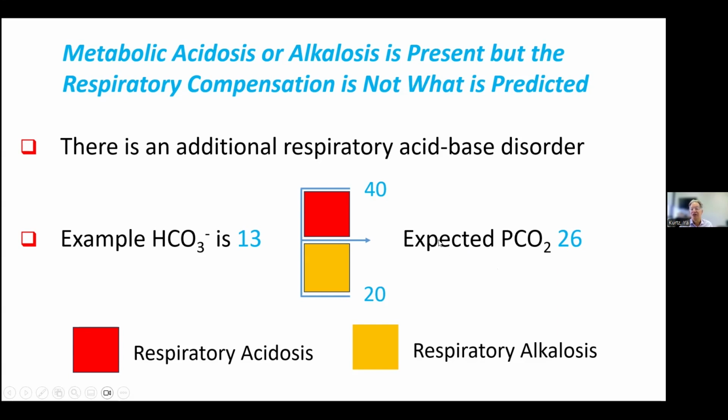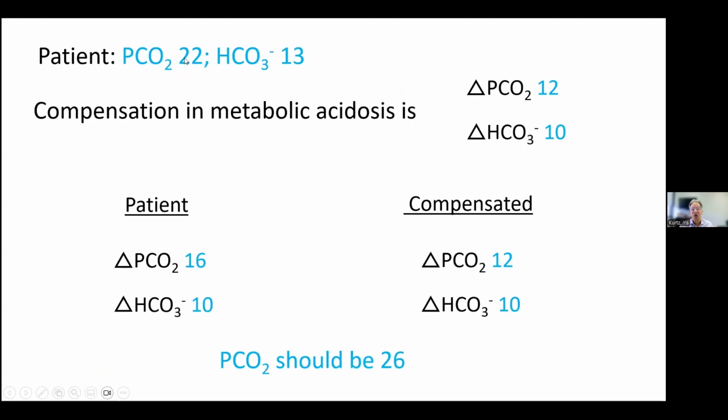And in this case, it should be 26. So everything red is above 26, red being respiratory acidosis. Everything gold should be respiratory alkalosis. So our patient should have been 26, and the patient had PCO2 of 22.